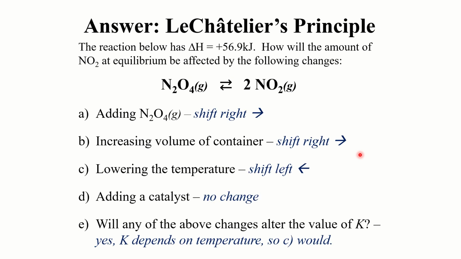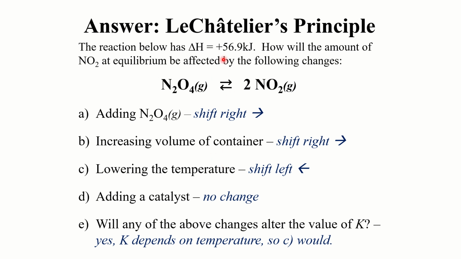All right, let's go over the answers. If I were to add N2O4, you're adding something on the left, so the system would shift right, and you could answer it as the system shifts right, or you could say more NO2 will be present. Increasing the volume of the container. So look at the number of moles here. We've got 1 mole of gas on the left, 2 moles of gas on the right. If I increase the volume, I decrease the pressure, and the system will shift towards the side with more moles of gas, and so the system would shift right here.